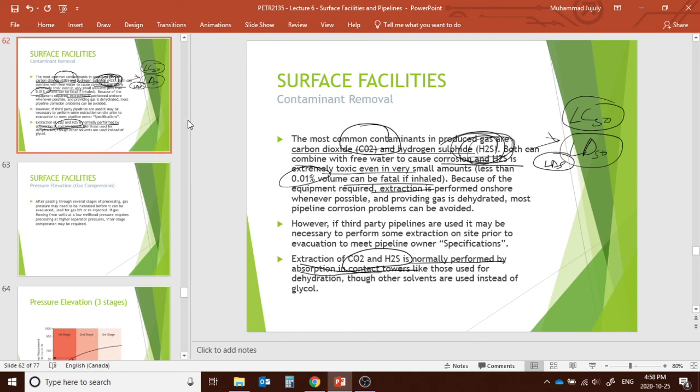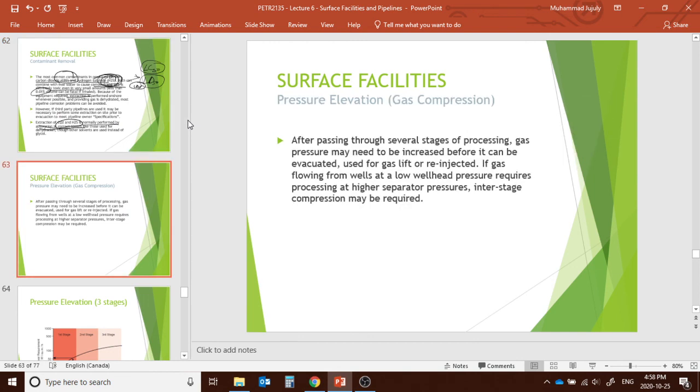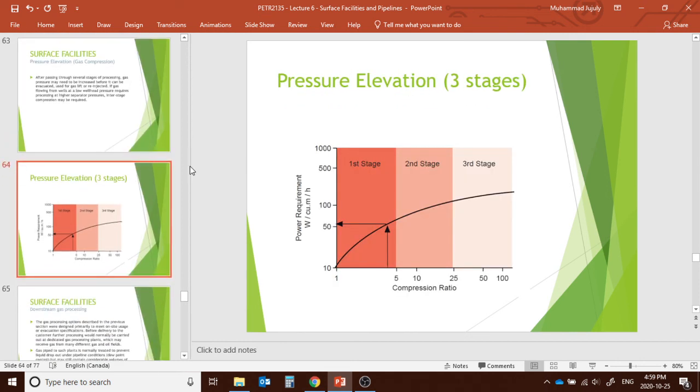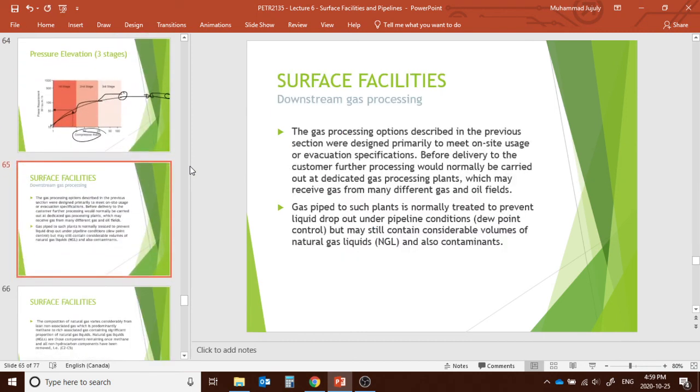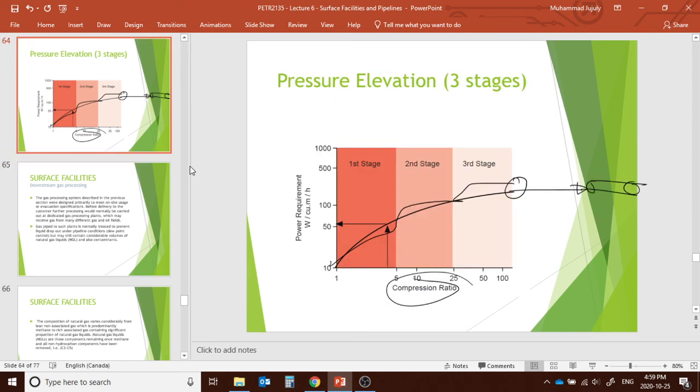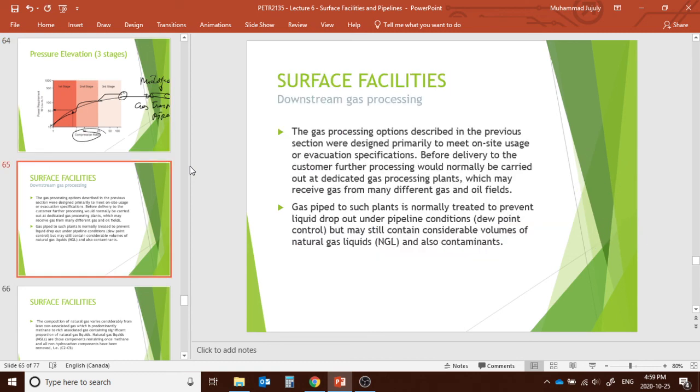So once we remove all these contaminants, after that we use pressure swing compressors. We increase the pressure of the gas using several stages. It depends on the compression ratio, and after several stages of compression, we send it to the natural gas transmission pipeline, and we send it to our customers. So this we call the midstream process, the gas transmission pipeline. And after the midstream, we get the downstream gas processing.